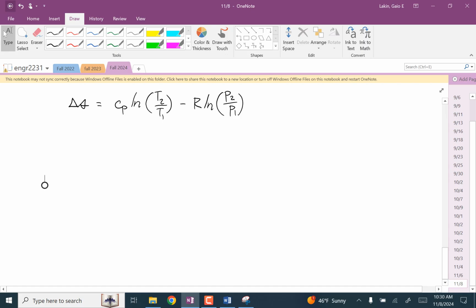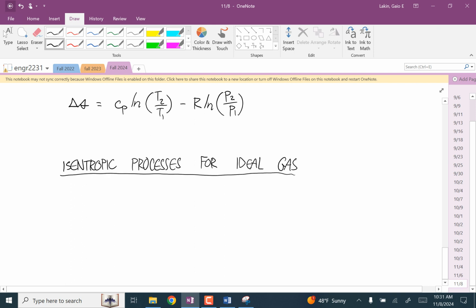Okay, there's another thing that we can do with ideal gases. So this is going on to the next stuff: isentropic processes for ideal gases. Isentropic means that the entropy is constant as this thing happens. So entropy is constant during the process.